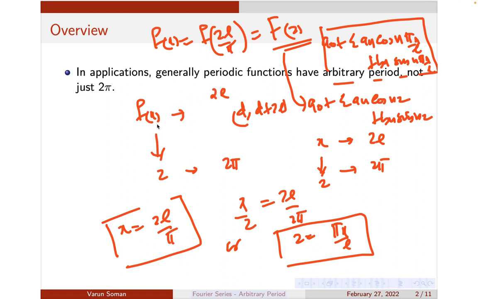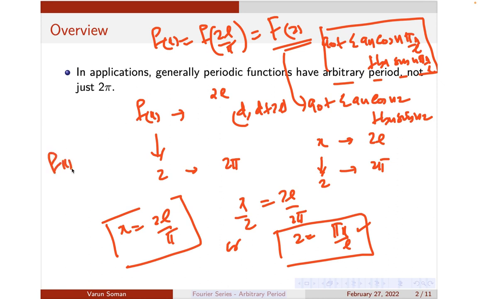I'll change this variable to any z with interval 2 pi by simple substitution. That is, I'll just take a ratio, so x by z is equal to 2L by 2 pi. From this I'll get z is equal to pi x by L. This derivation is not required for you. I'm just motivating how this formula is coming. It's very simple.